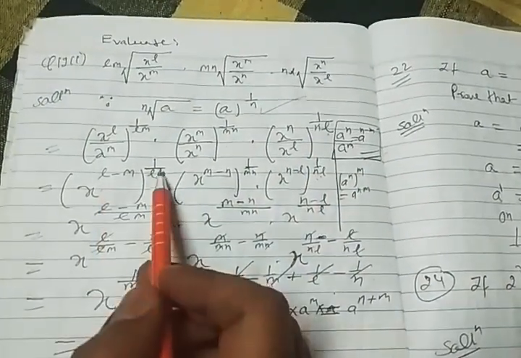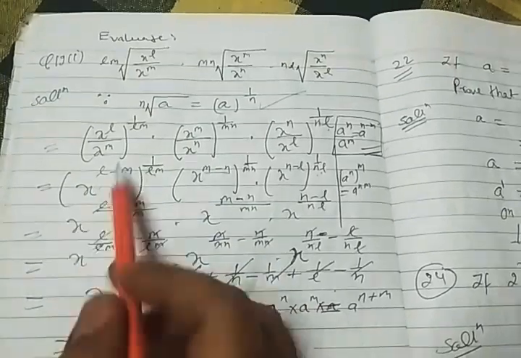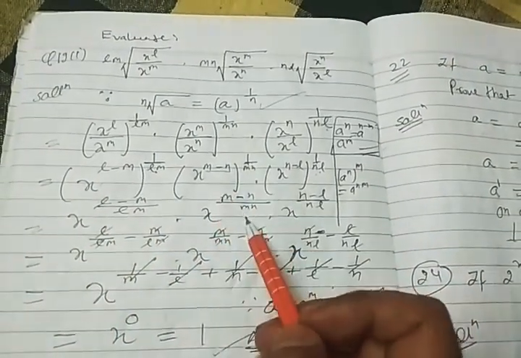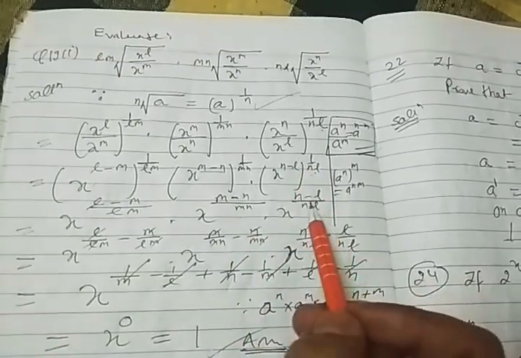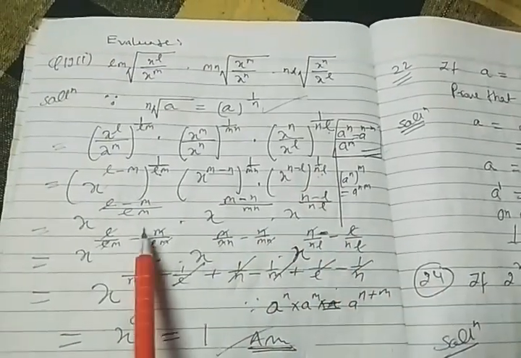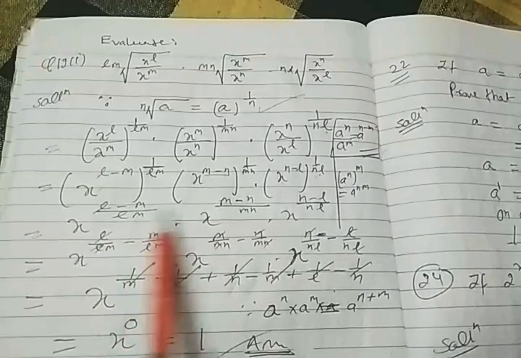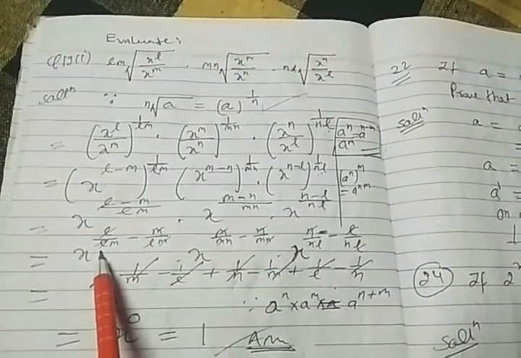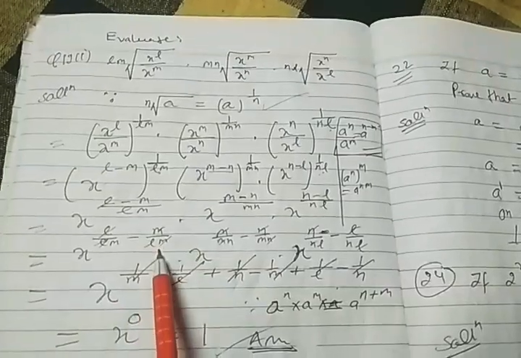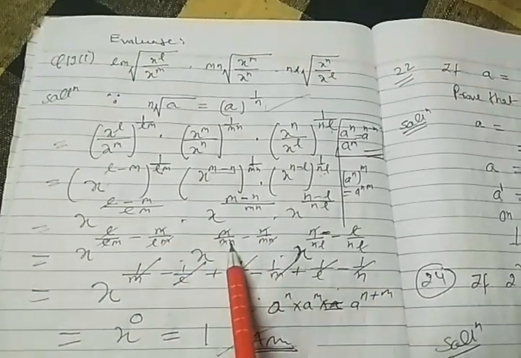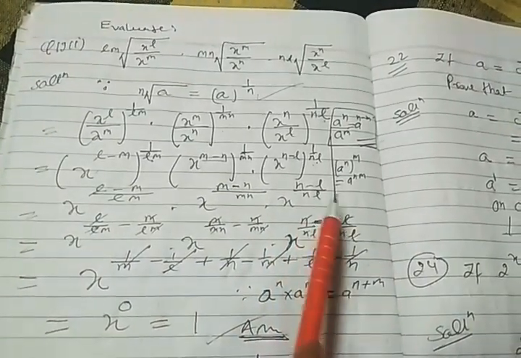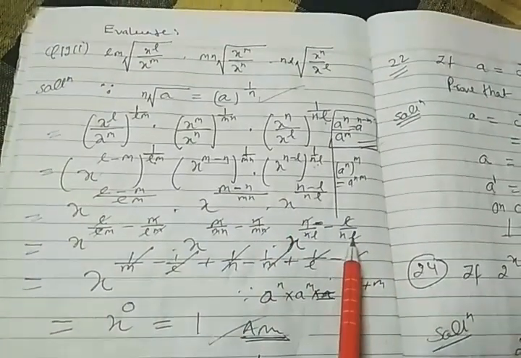Now using the power law, this will be multiplied. So x raised to power l minus m upon lm, x raised to power m minus n upon mn, then x raised to power n minus l upon nl. Now we separate all the terms of x in form of power. So l upon lm minus m upon lm, then m upon mn minus n upon mn, then n upon nl minus l upon nl.